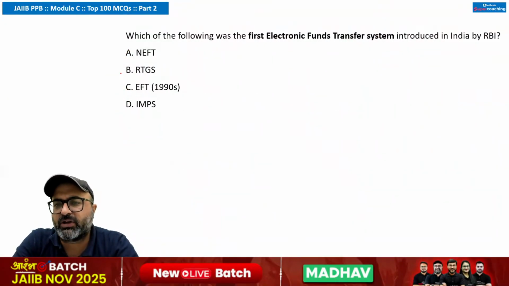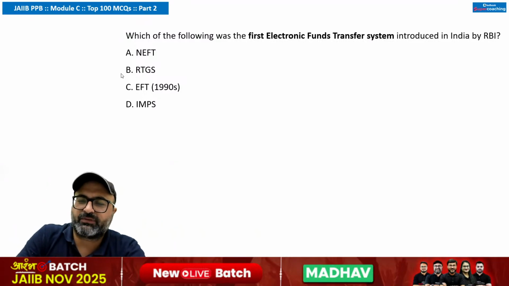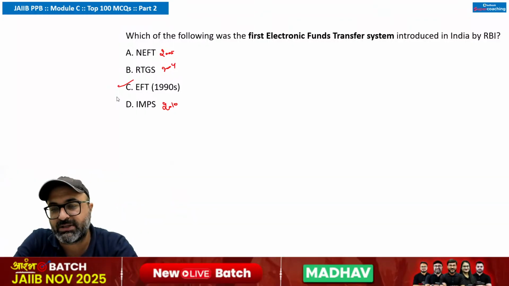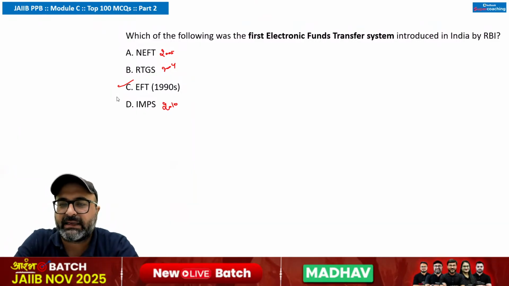Next, which of the following was the first electronic fund transfer system introduced by RBI? If we talk about RBI, RBI has introduced NEFT, RTGS, EFT, IMPS, that is correct. But out of all of them, which was the first one? If you ask me, NEFT 2005, RTGS, if I'm not wrong, 2004, IMPS 2010, but the oldest one is EFT, electronic fund transfer, which was introduced by RBI. It was India's first EFT system, which was piloted in the 1990s.